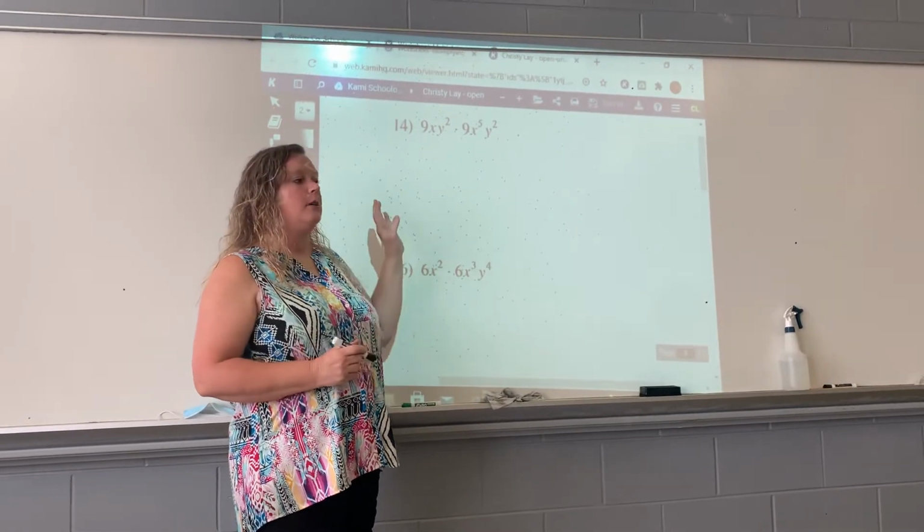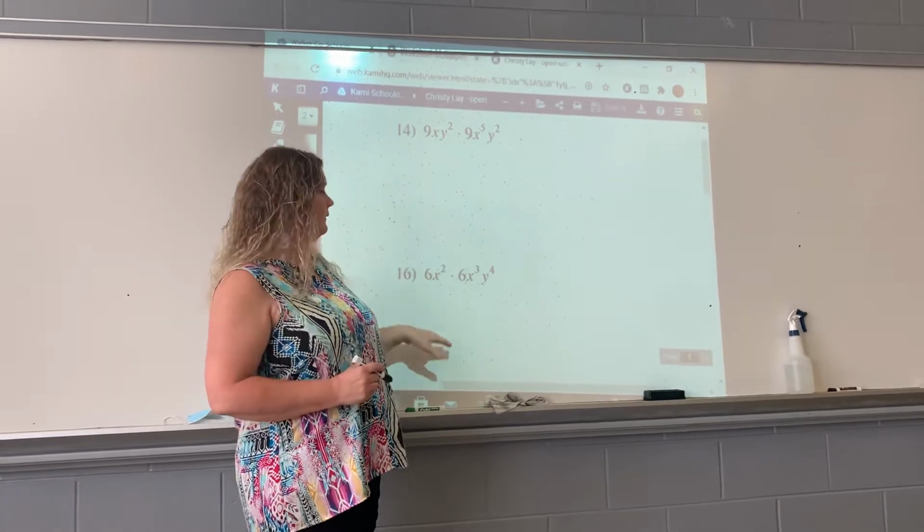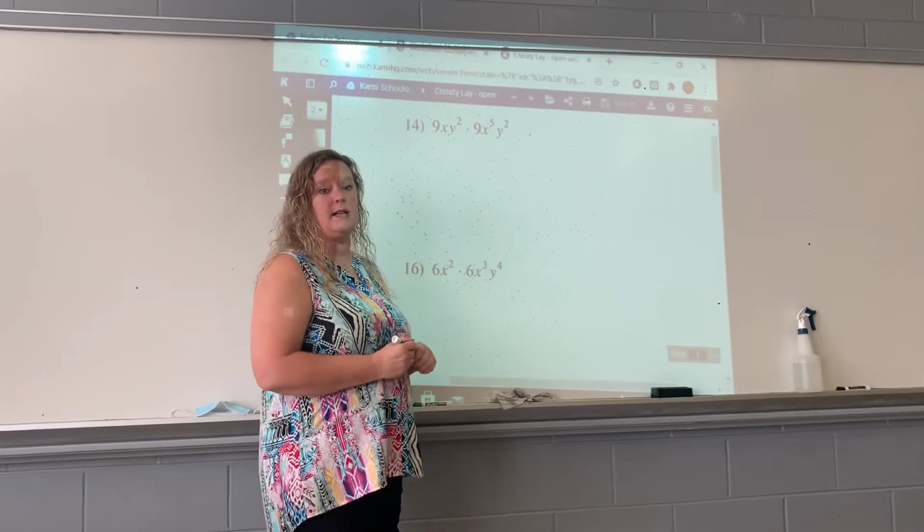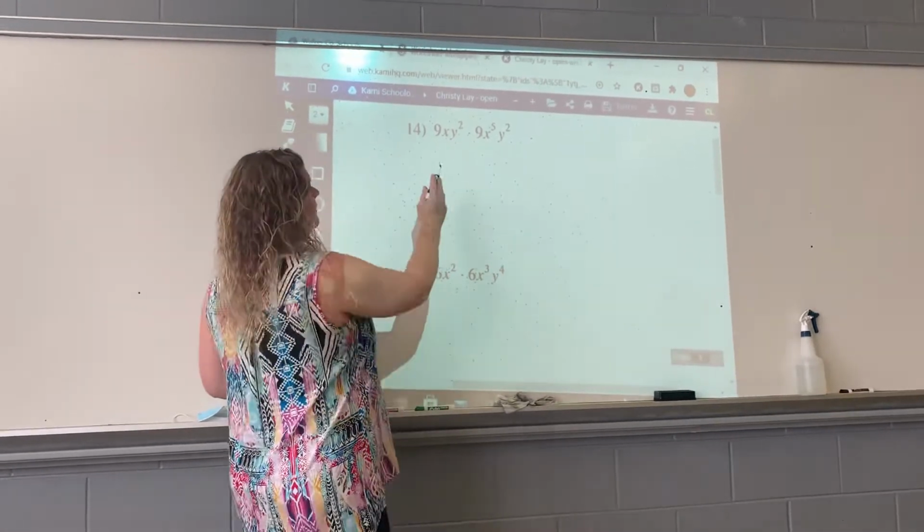Worksheet on multiplying with exponents. So let's just go over a few of these problems, and then we'll go over dividing in a second video. All right, so remember it's a multiply problem.